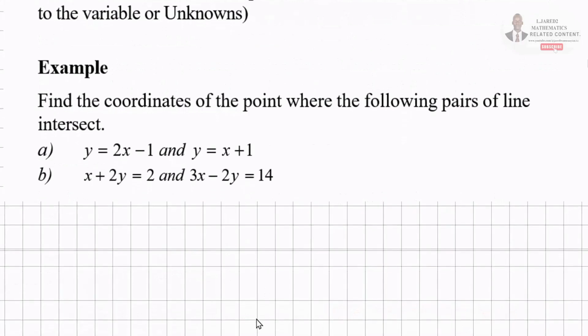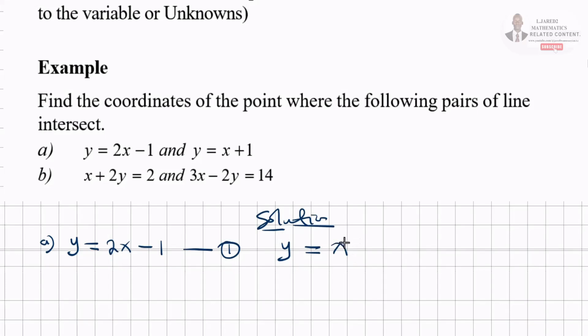Let us now have the response or the solution to this. We are going to go thoroughly through part A of our question. The question is, find the coordinates of the point where the following pairs of lines intersect. For part A, we have our equations: y equals 2x minus 1, which we can name equation 1, then y equals x plus 1, which we can name equation 2.